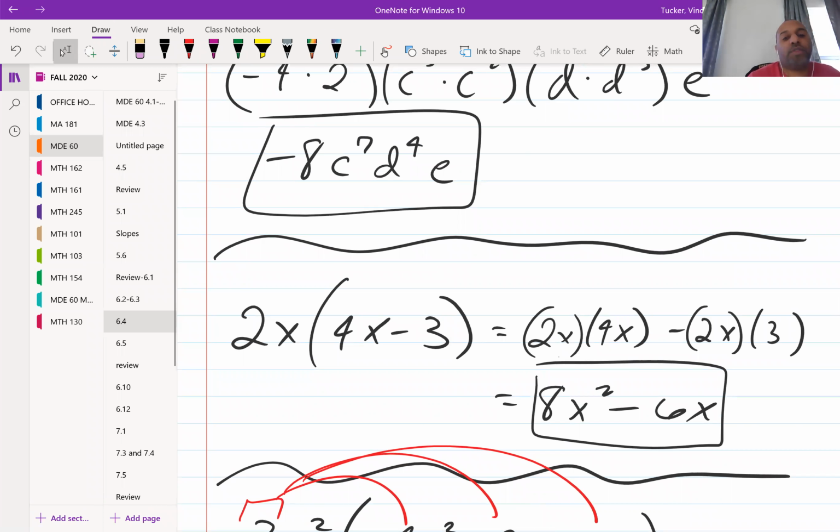All right, next one, 2x times 4x minus 3. So just like you would any other distribution process, if there's a number sitting in front of your parentheses, you go ahead and distribute that to each term. So that's 2x times 4x, 2x times 3. So that would be 8x squared minus 6x.